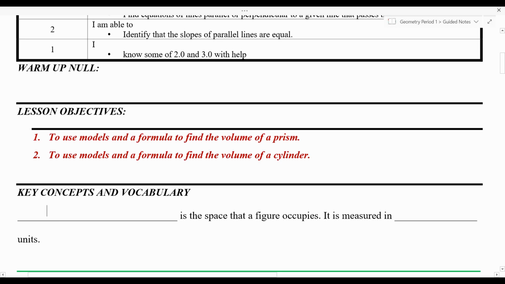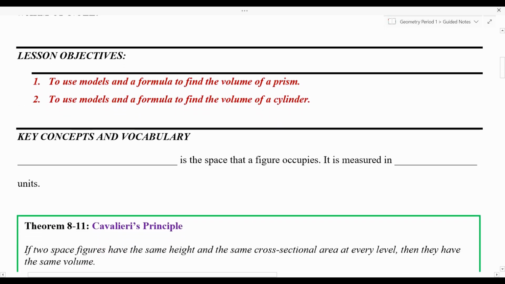Alright, so the first thing that we need to get out of the way is the definition of volume. Volume is the space that a figure occupies. It is measured in cubic units. So that means we're going to be seeing cubic inches, cubic meters, cubic feet. So our units are going to be cubed, raised to the third power.